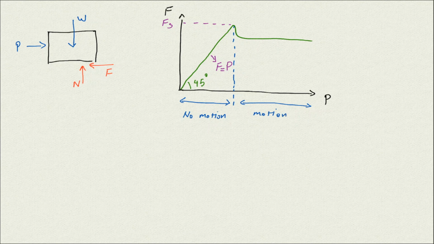When it gets to that motion part, this value is almost constant and is equal to Fk. And we know that Fs is mu s times N, and Fk is mu k times N, and we know that Fk is always smaller than Fs. And that point here is right on the verge of motion.